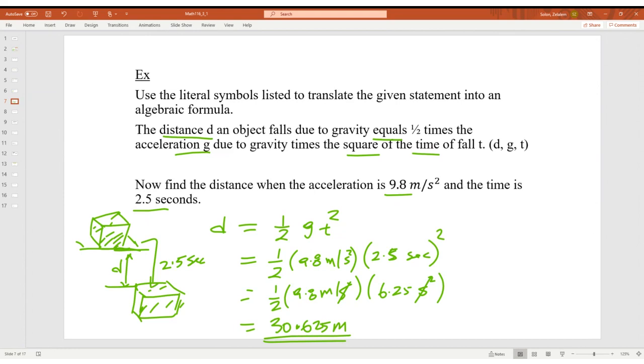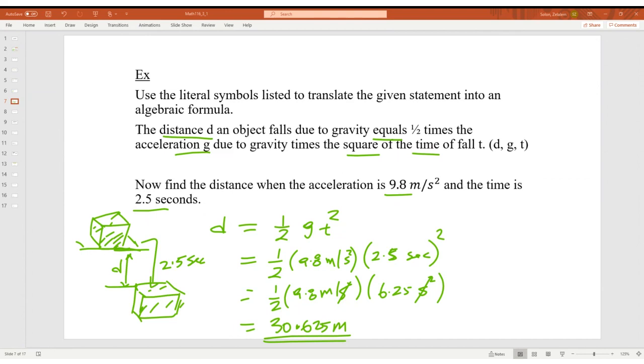So it falls down 30.6 meters in 2.5 seconds. So this is like a classic physics problem. If you know the formula, you can easily plug in the numbers and find the distance. Any question? That's why we needed the formulas.